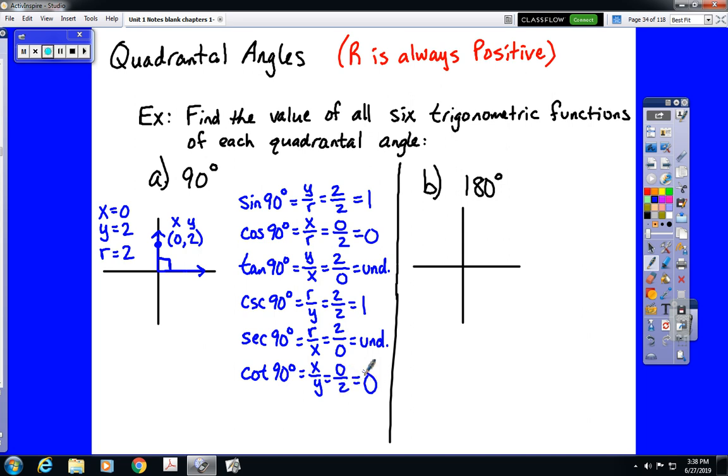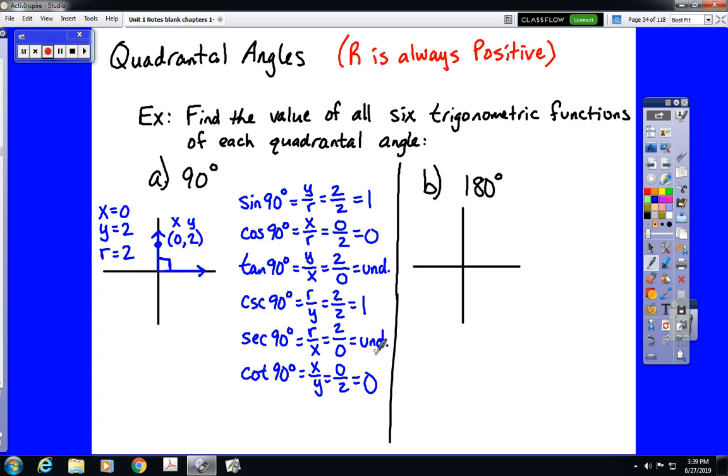So it's really not a whole lot harder. The basic idea is for every quadrantal angle, 2 of the 6 values will be undefined. You're not allowed to divide by 0. So wherever the 0 is in the denominator, those 2 out of 6 will become the undefined values. And there will be still 6 answers: 1, 0, undefined, 1, undefined, and 0. That's still 6 different trig values, just 2 of them are not defined.